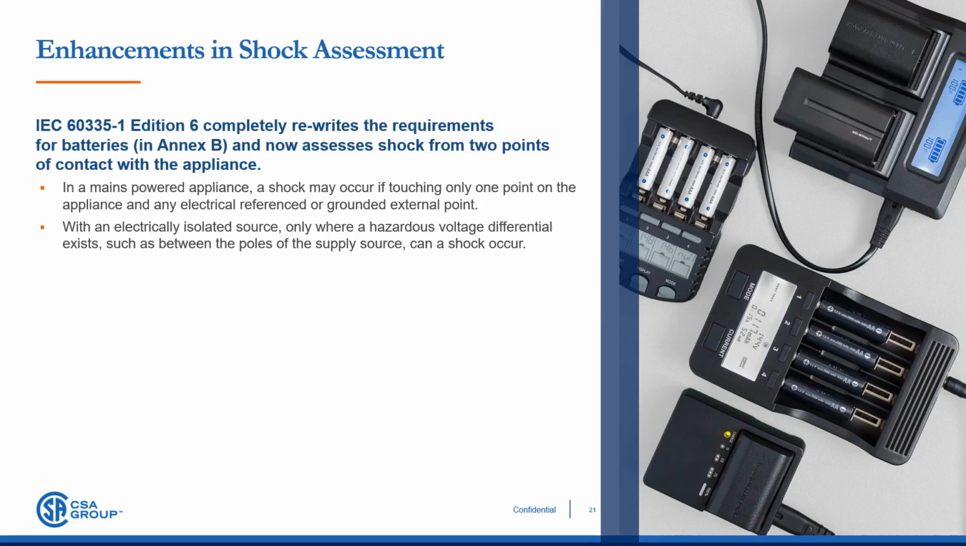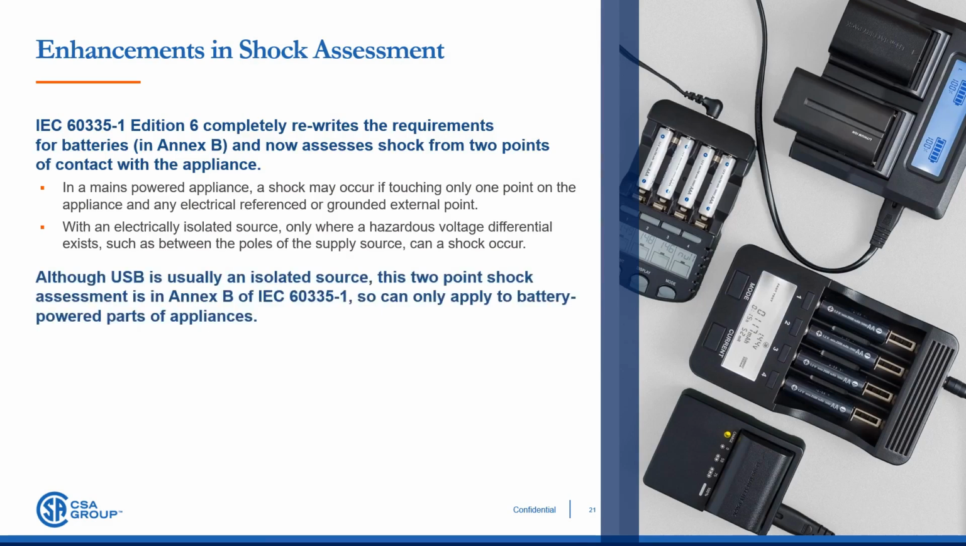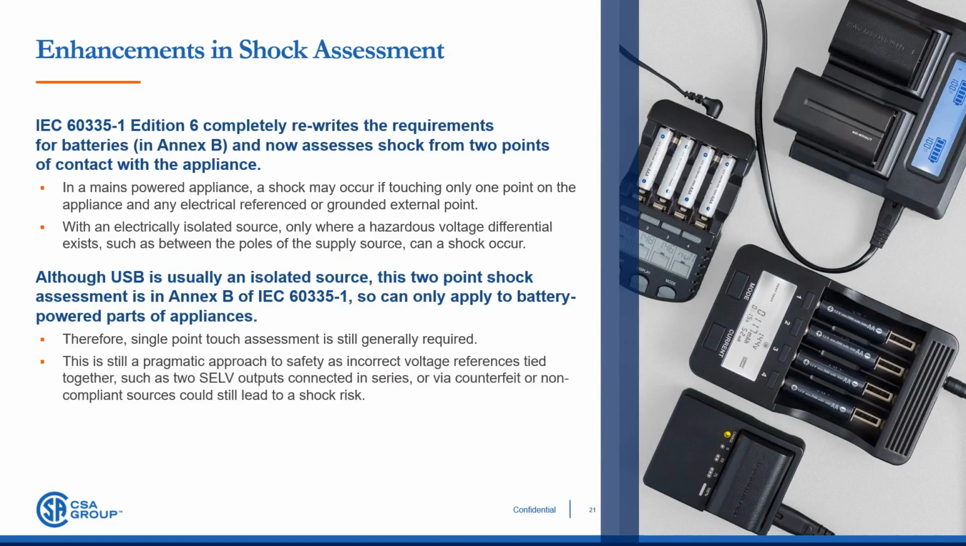However, it is also important to note that this new two-point shock assessment is confined to Annex B of IEC 60335-1 and is applicable only when evaluating the compliance of battery-powered parts of appliances. Given that the use of USB ports serves a much broader range of applications beyond charging batteries, the current publication requires the consideration of only a single point of contact for any other use during the compliance evaluation of shock hazards. This approach is pragmatic in the context of real-world safety, particularly when external connections may in some way be referenced to ground, similar to a protective extra low voltage circuit when used with a complete appliance.